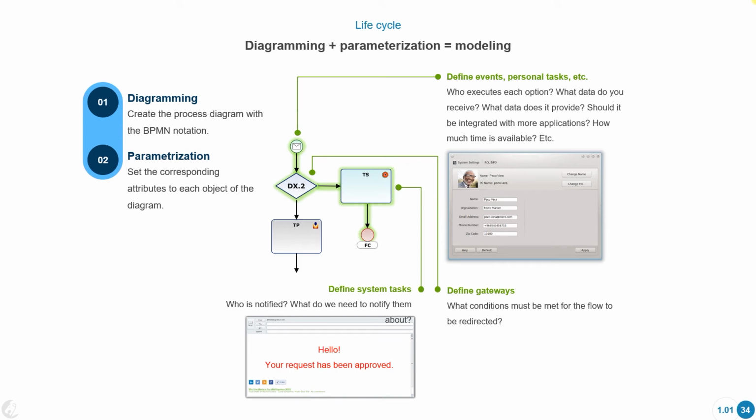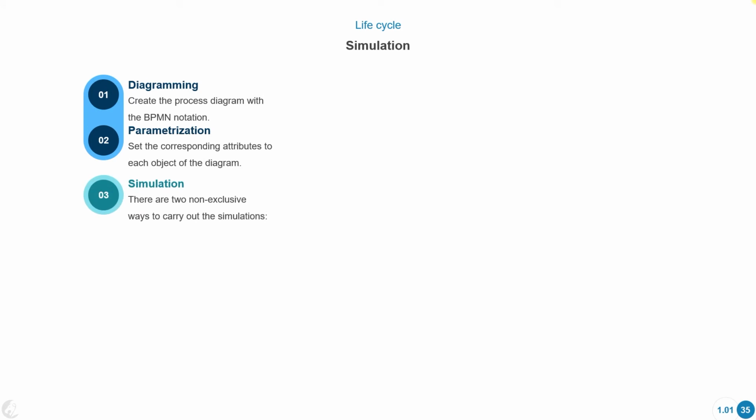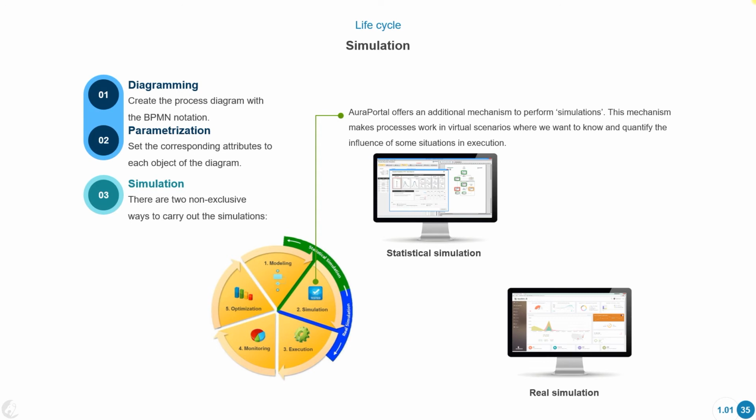After the modeling phase, when we've already got everything set up and running, we're going to simulate our process. There's 2 different ways to carry out simulations in Autoportal. One of them is called statistical simulation, where you can enter parameters in the system. So how do you think these activities are going to be performed? Are they going to cost you more? Are they going to cost you less time or money? And then once you input these variables, you can simulate what would happen when hundreds or thousands of processes would be launched. And it's going to give you some results and some reports.